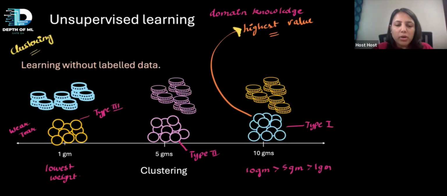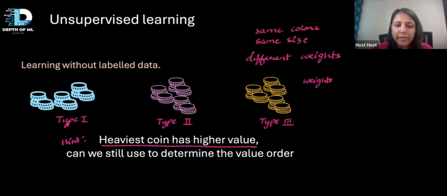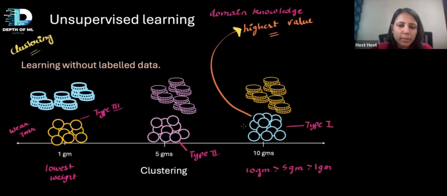Okay. Now, because of this hint that I gave you, that the heaviest coin is a higher value, you will be able to determine the value order, right? But if this information was not there, you might not have known what the value of each of these coins is, right? So domain knowledge actually plays a lot of role in unsupervised learning.